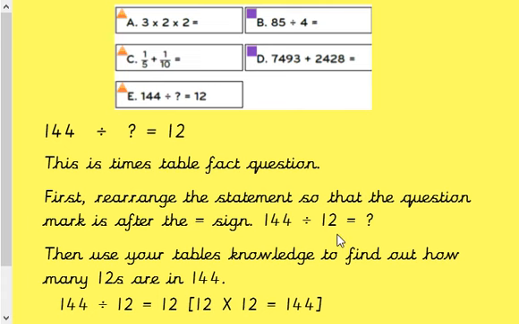So really, that's asking us how many 12s are in 144. And as I've put down here, we then use our times table knowledge to work this out. So 144 divided by 12 equals 12. And I've put in brackets here, we know this because 12 12s are 144.